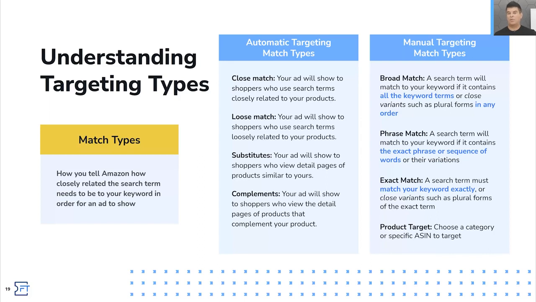Now, some people like to test different match types with their auto campaigns. So effectively, if you do launch auto campaigns, you could launch one for each match type and see how they perform, if you really want to do a broad review or an A/B test of those auto match types.